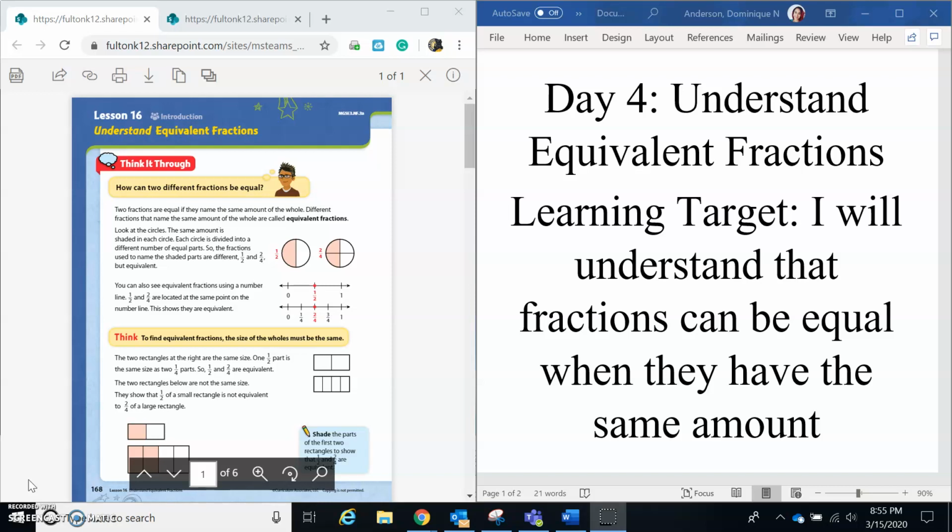So for day 4, we're going to be looking at understanding equivalent fractions. And our learning target for today is I will understand that fractions can be equal when they have the same amount.